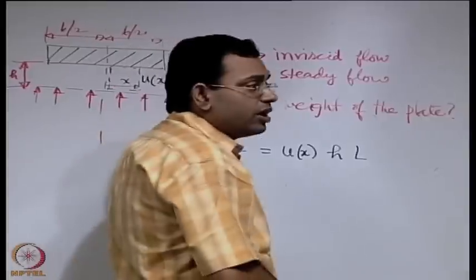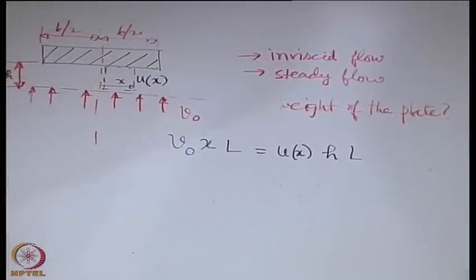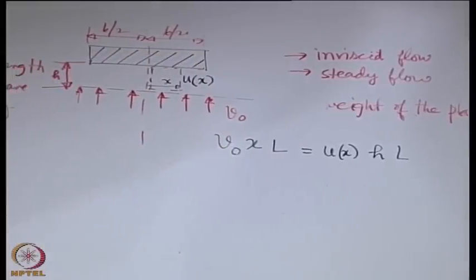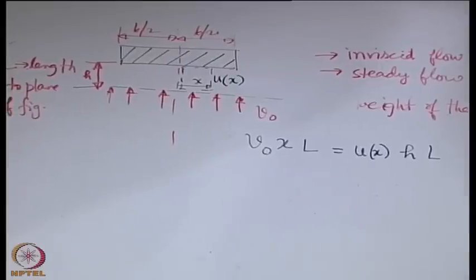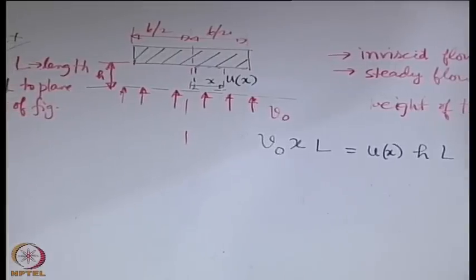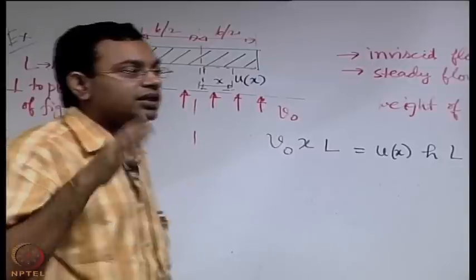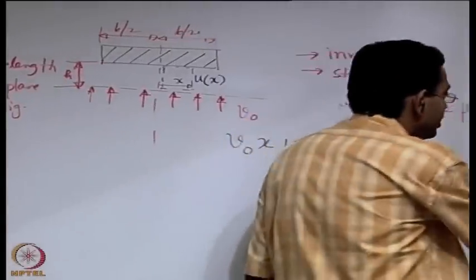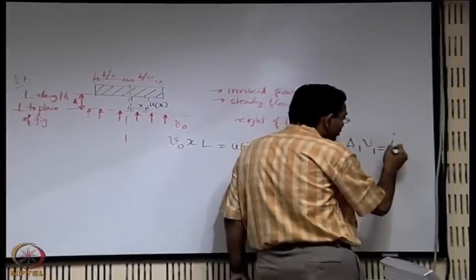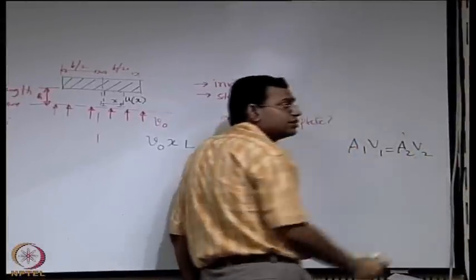If you write A1 V1 equal to A2 V2, what are the assumptions under which that is valid? I am going to hammer this on you again and again, because many times you have used this without keeping in mind the assumptions. So let us write A1 V1 equal to A2 V2. What are the assumptions in which these are valid?